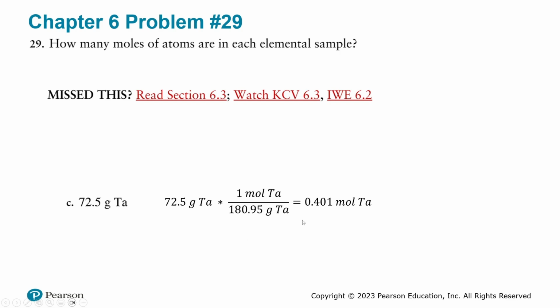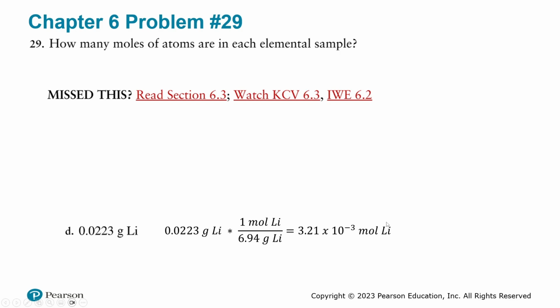We can divide by our grams per mole or multiply by 1 mole per however many grams. Our grams of tantalum will cancel out, and we'll be left with just moles of tantalum. Again, lithium, we do the same exact thing.